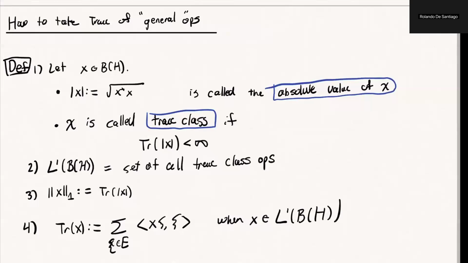Okay, so with that in mind, I'm going to start with an operator in B of H. The absolute value of that operator is defined to be the square root of x star x. This requires a little bit of calculations from the other lectures. Just know that the absolute value of x is uniquely defined. This is an operator in B of H, and it's going to be positive semi-definite. You don't really need too much more than that. We'll say an operator is called trace class if the trace of the absolute value of x gives you a finite value.